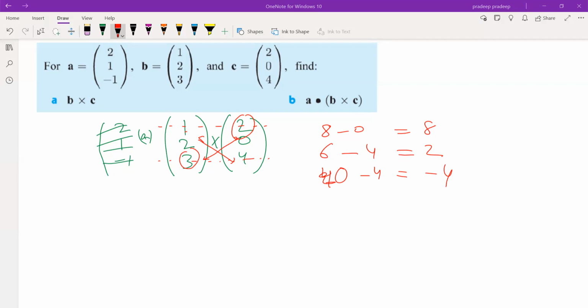Perfect. Now, for the second part, which is A dot B cross C. See, B cross C you have already identified. So let me just write that down. Your B cross C is 8, 2, minus 4. But we have to do A dot this cross product. So what is A in this case? This is 2, 1 and minus 1. So we have two vectors. A is this and your B cross C is this.